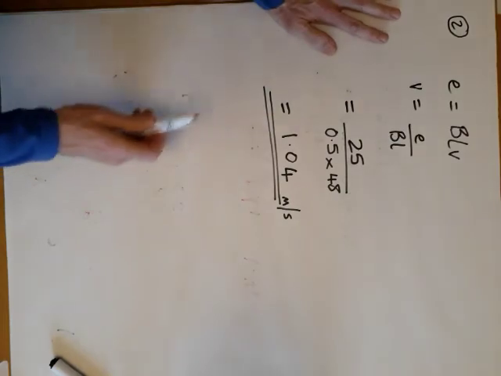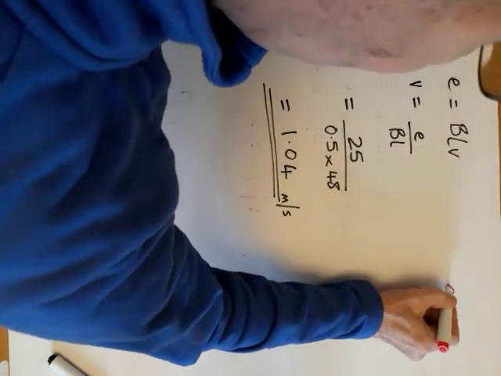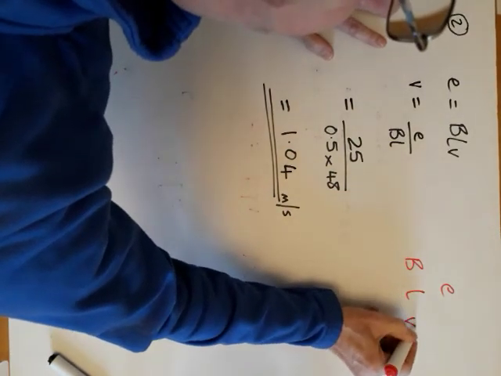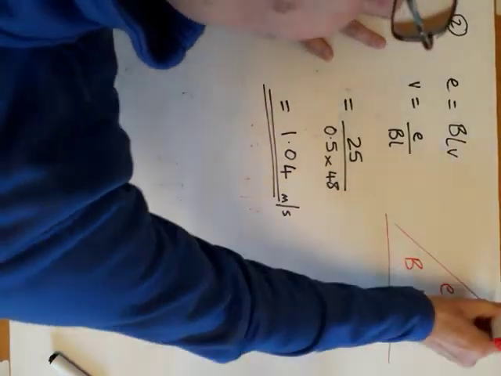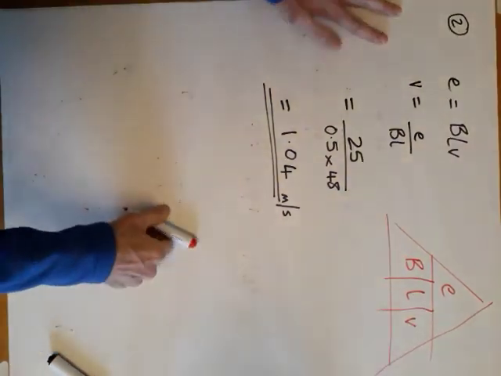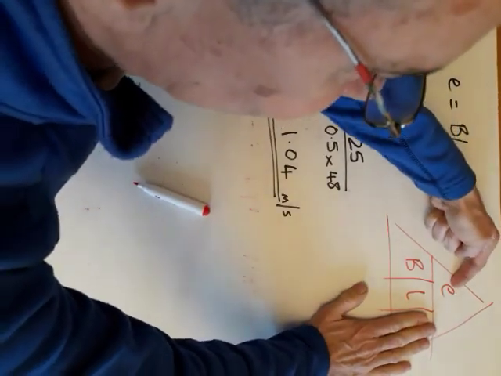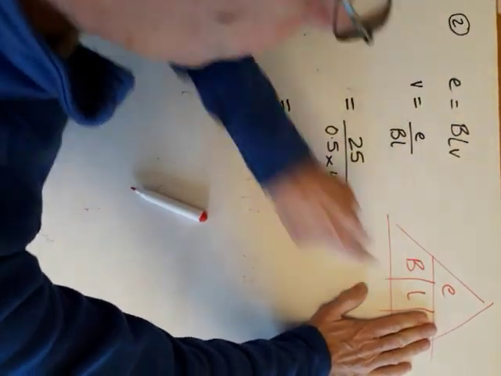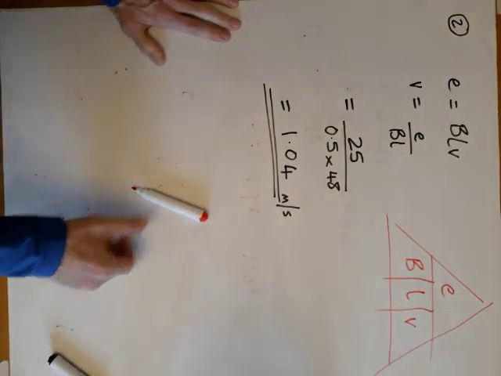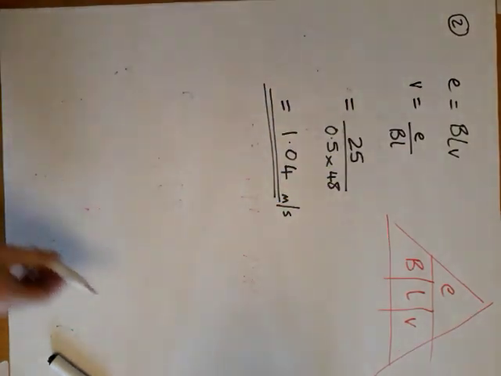I did say I'd come back to this. If you don't like the transposition, then it will go into a triangle. Looks unusual. So here we want a velocity. Velocity gives us E on the top and B times L on the bottom. So I'm not happy about that. I'd rather you used your brains and did the transposition properly.